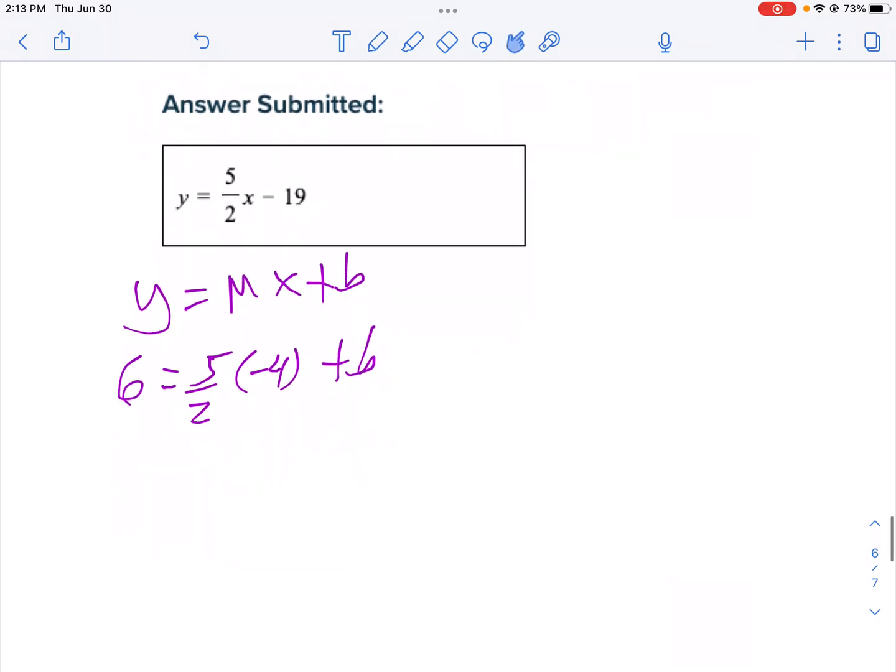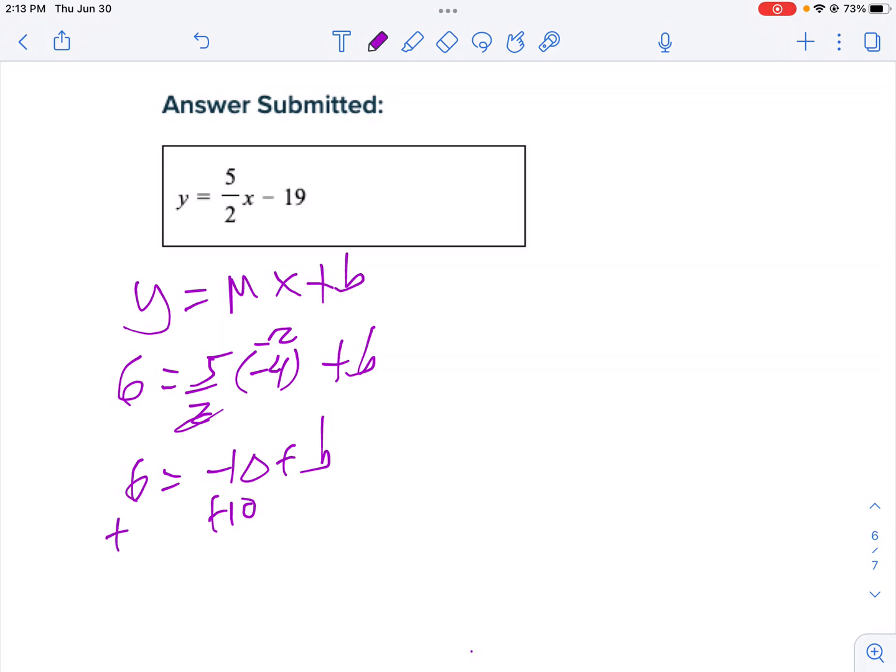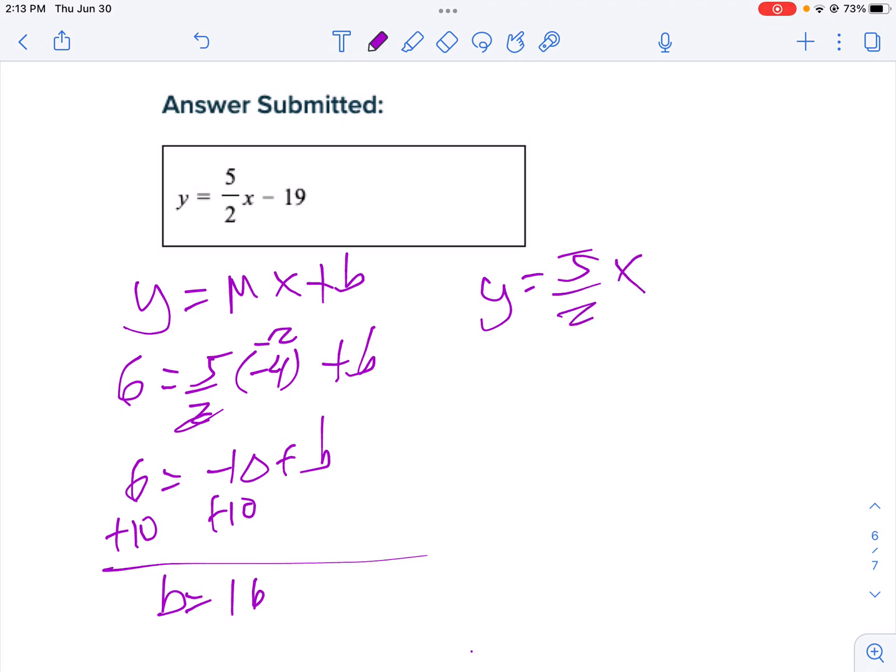So when I solve for b, I get 6 equals, 2 goes into 4 twice, so you get -10 plus b. Well, then I add 10 to both sides, and b equals 16. So my equation is y equals 5 halves x. You had that part right, but you had the y-intercept wrong. Your y-intercept should be positive 16, and there's our answer.